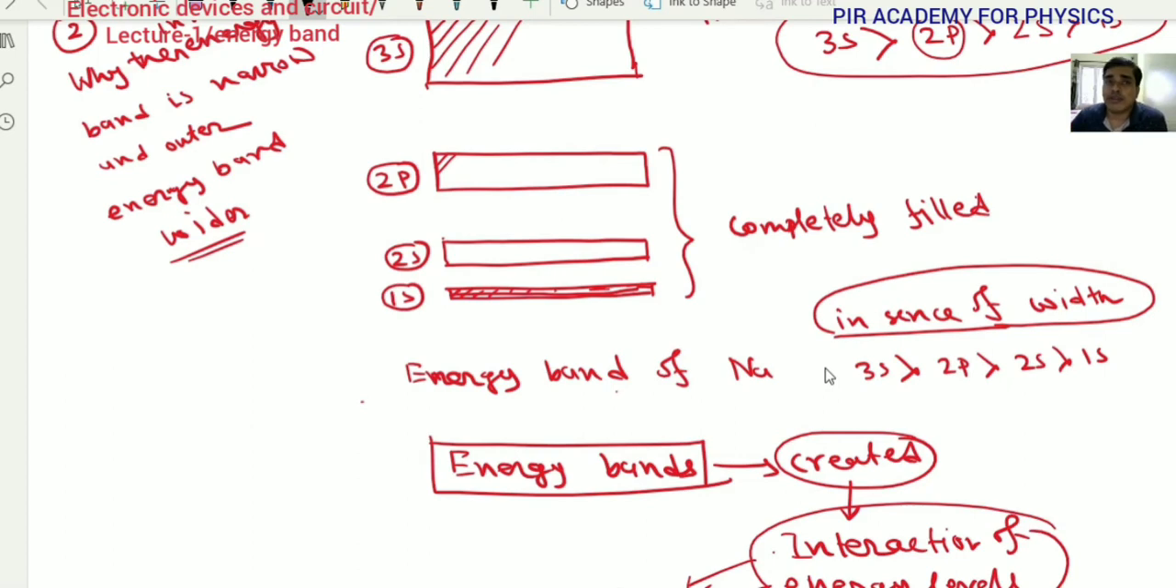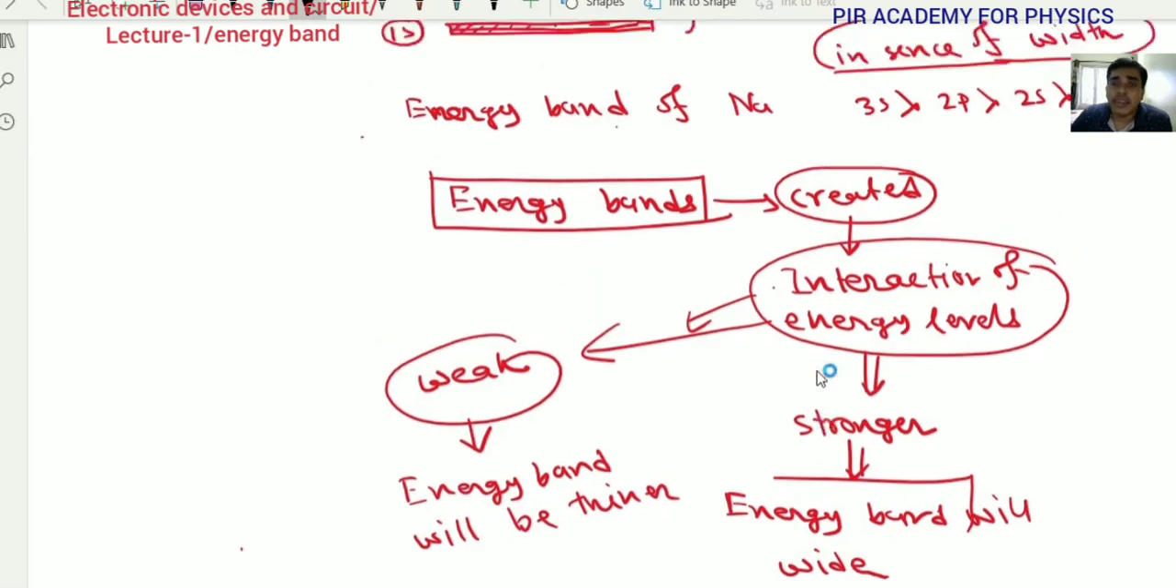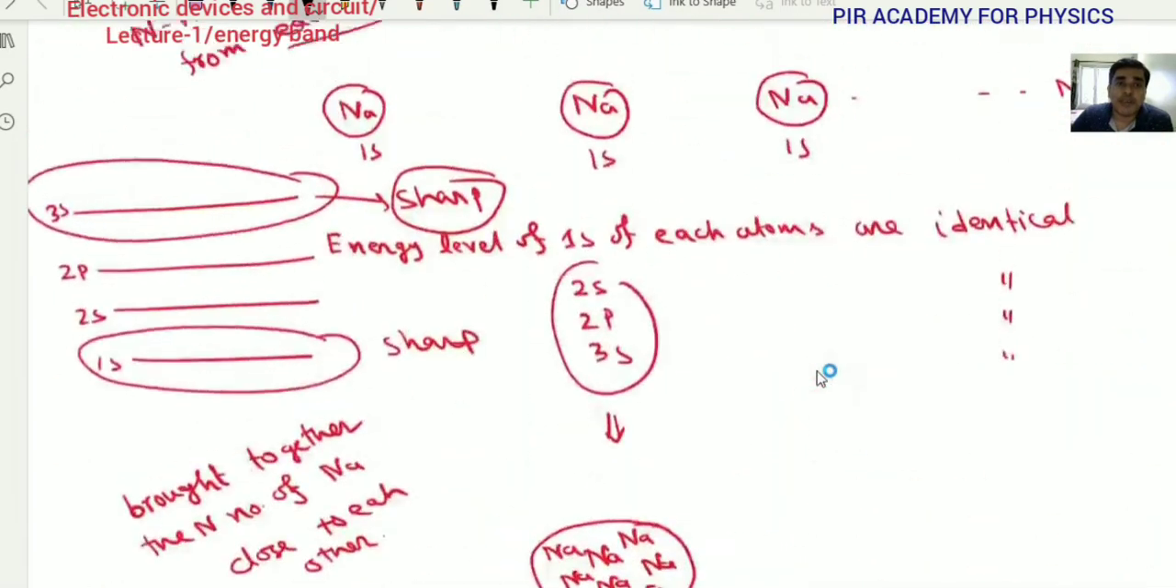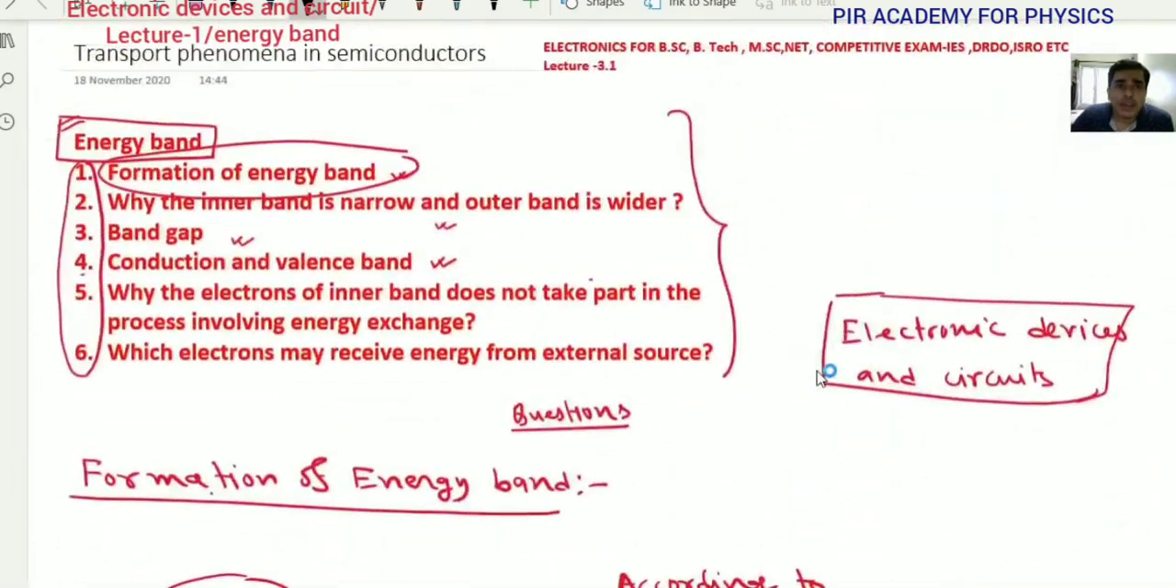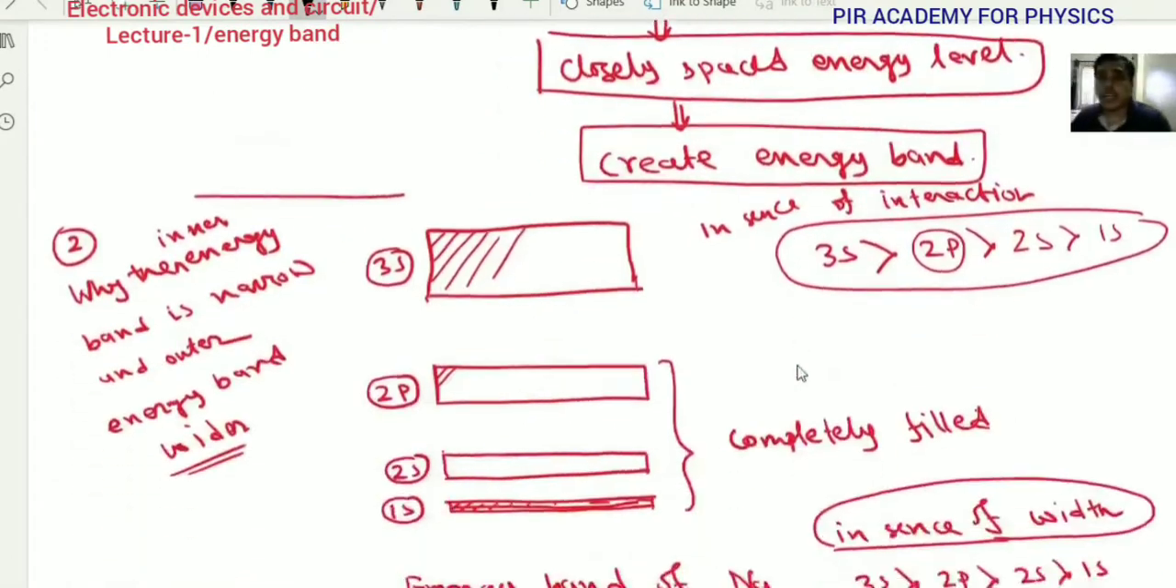This is question number 2. I have explained this question. Okay, number 3, what is band gap, and number 4, conduction and valence band. Here, what is band gap? Question number 3, band gap. Also here I will discuss the conduction band and valence band.